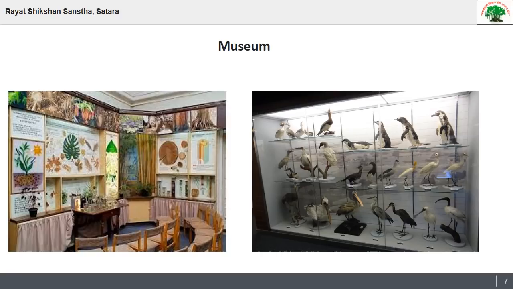These are two pictures of a museum, the inner side of a museum. In the first part you can see a herbarium. In the center there is a herbarium. Already we discussed what a herbarium is.